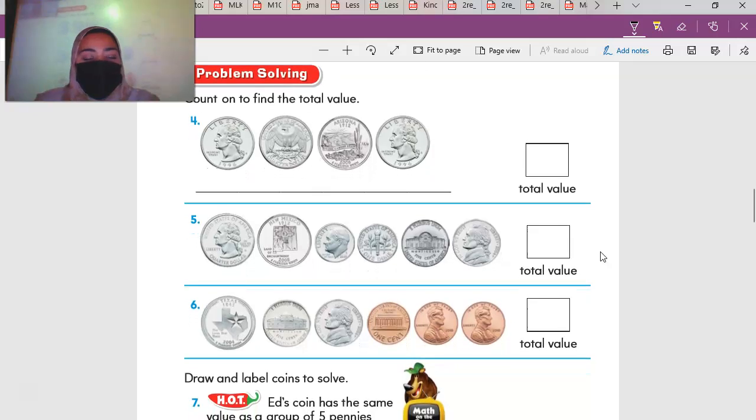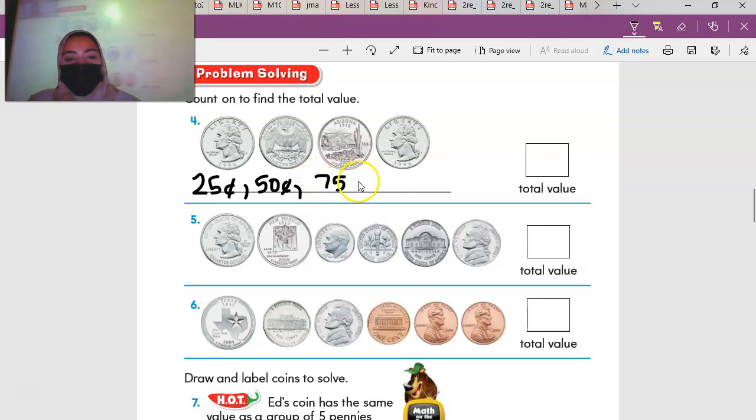All right, number 4, count on to find the total value. Now this is easy. 4 quarters is how many cents? It's 100 cents, and 100 cents is the same as $1. So how do we count this, Miss Yusuf? What do we write on the line? 25 cents, and then 50 cents, right? 1 quarter is 25 cents. 2 quarters is 50 cents. 3 quarters is 75 cents. And then 4 quarters is 100 cents. And 100 cents is the same as $1.